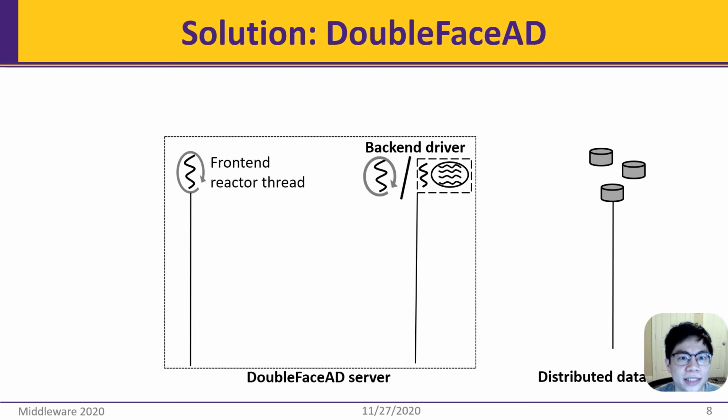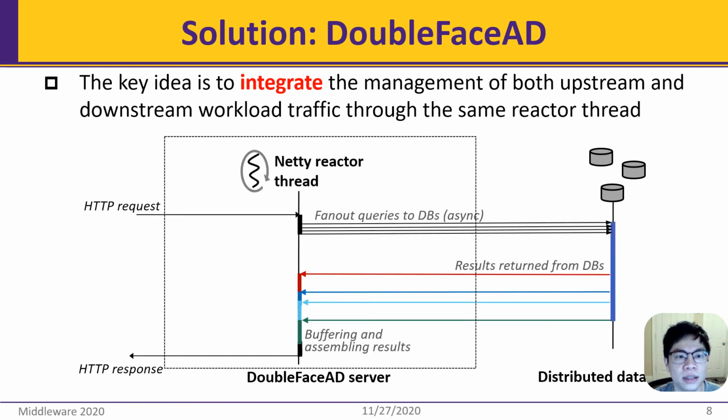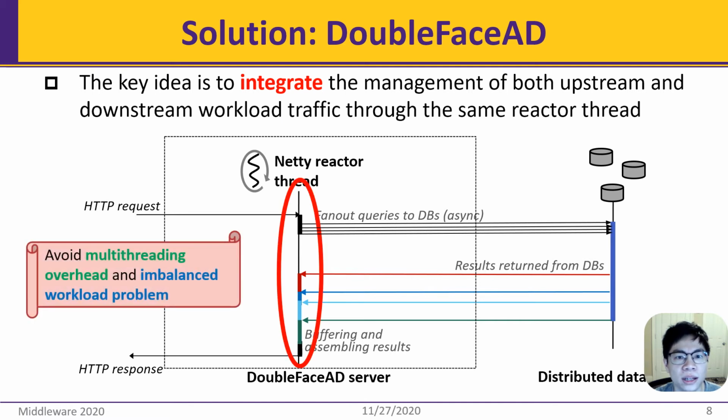We propose a DoubleFaceAD architecture. The basic idea of DoubleFaceAD is to integrate the management of both upstream connections from clients and downstream connections from the Datastore through the same reactor thread. Unlike the native backend, DoubleFaceAD uses the same reactor thread to pass HTTP requests and prepare responses for upstream clients, and also to send Fanout queries and collect results from downstream data stores. In this way, DoubleFaceAD can avoid non-trivial multi-threading overhead in the AL backend and also avoid the imbalanced workload problem in the native backend.